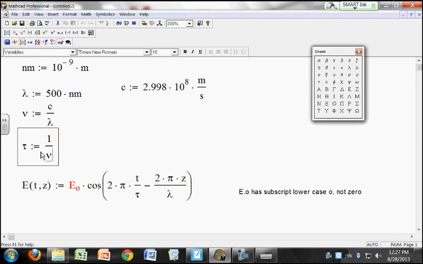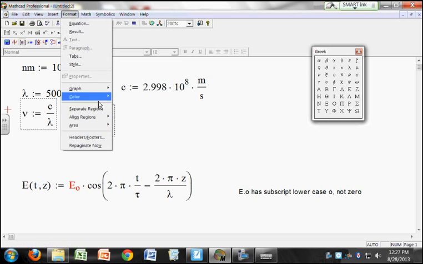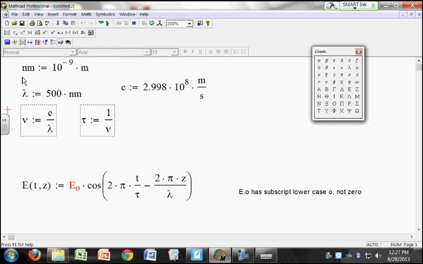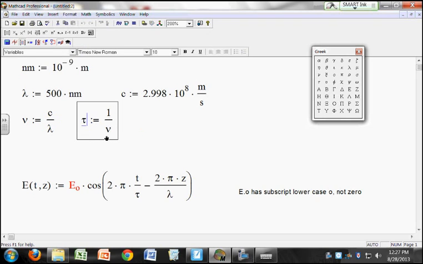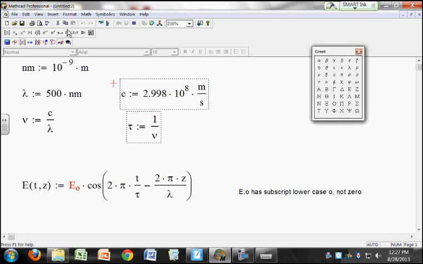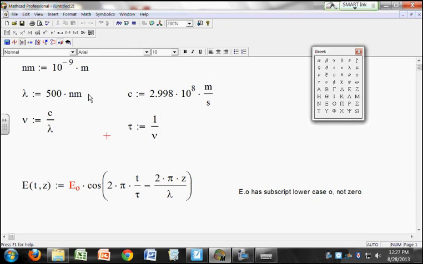Okay? So I'm going to move this over here. So I'm going to line these up. Format, align regions across. Make it a little neater. Line these up. Okay, the only thing it doesn't know is E naught.